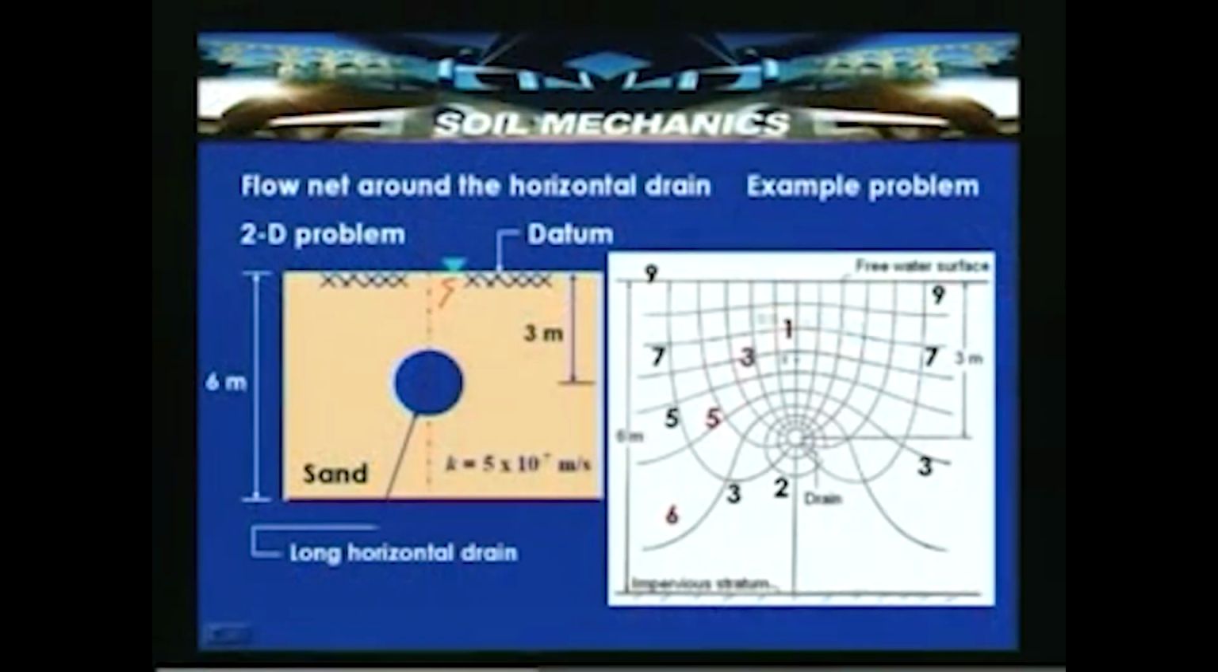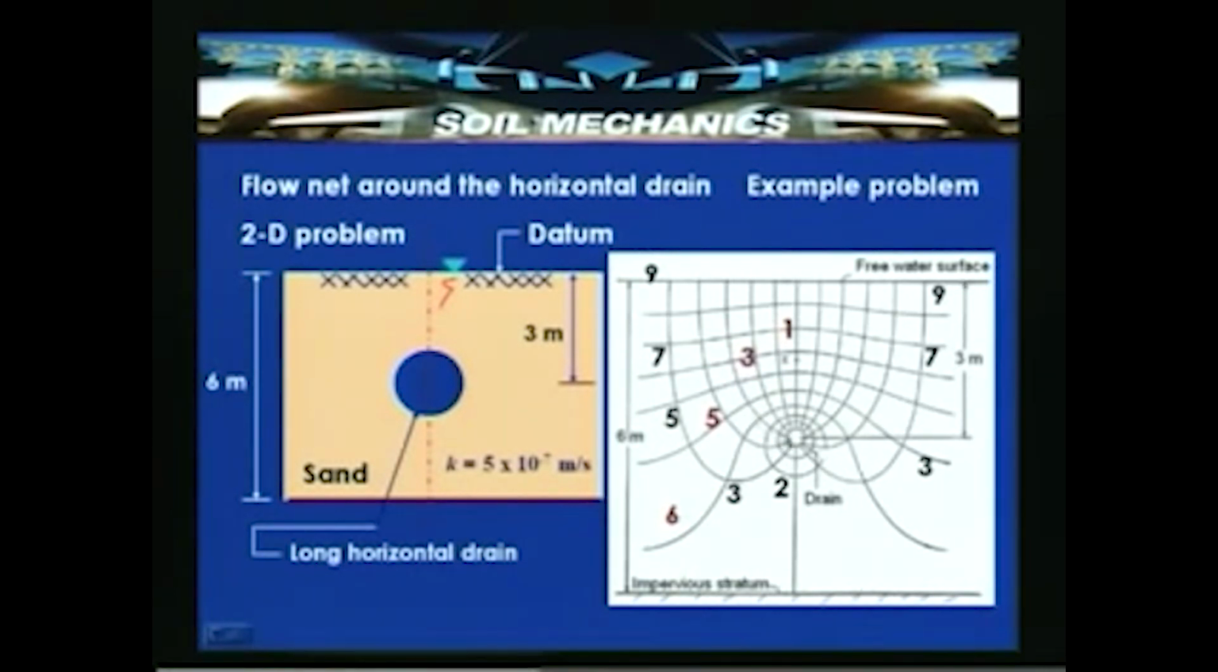Now by using this flow net concept, we can draw flow nets. Keeping in view the symmetry, the central line, you can see here the set of equipotential lines and flow lines. The flow takes place in this direction, because the head loss occurs in this direction. The flow occurs in this direction, and then this drain tries to divert the water. We are interested in finding out the rate of seepage, the pore water pressure at this particular location x shown in this slide, and also the velocity of the flow.